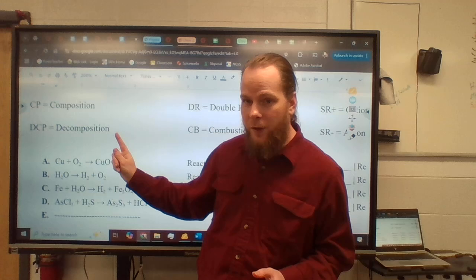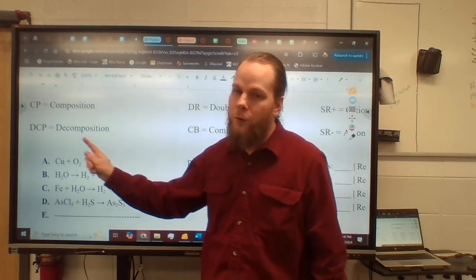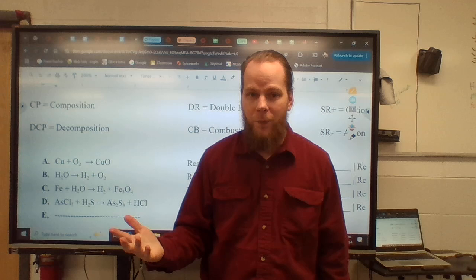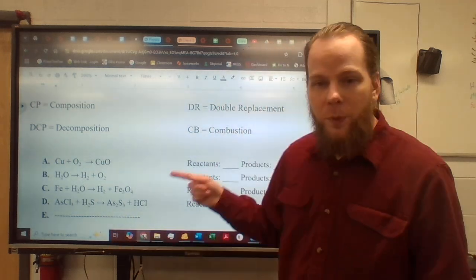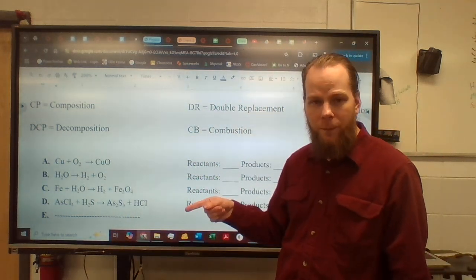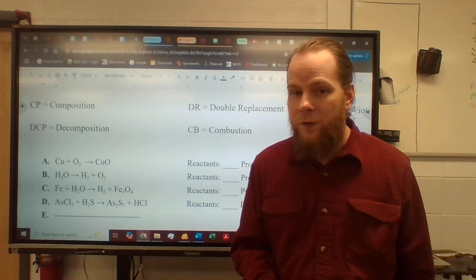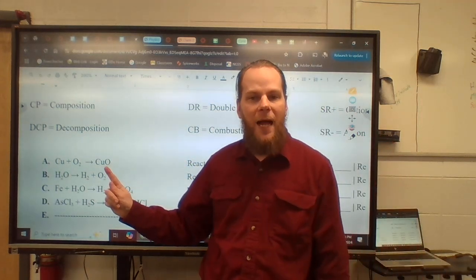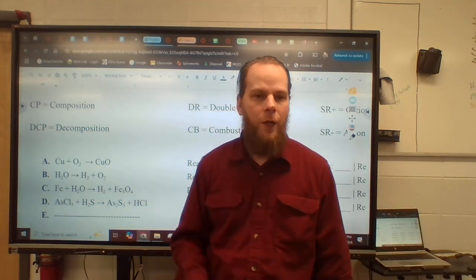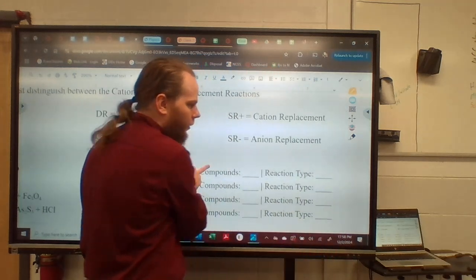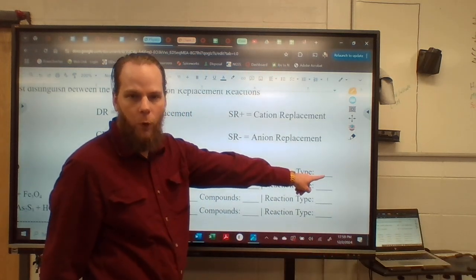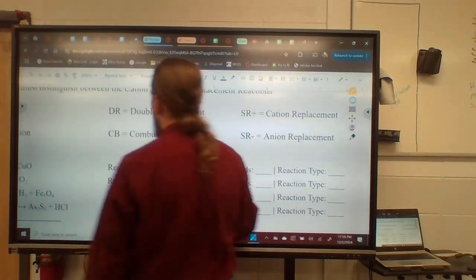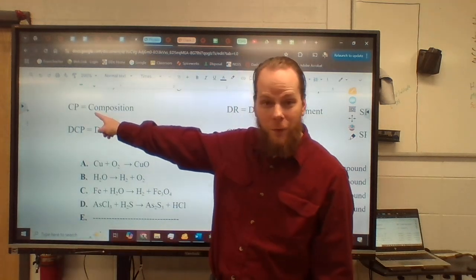Decomposition is the opposite. It's got one reactant. So if it only has one reactant, then it's a decomposition reaction. So between the first four here, there is one comp and one decomp. A, because it has one product, has to be composition. So over here in this blank, we're going to put CP, because CP is the abbreviation for composition.